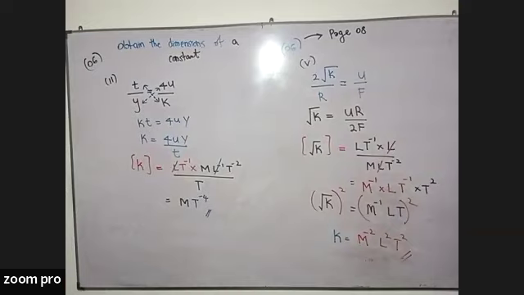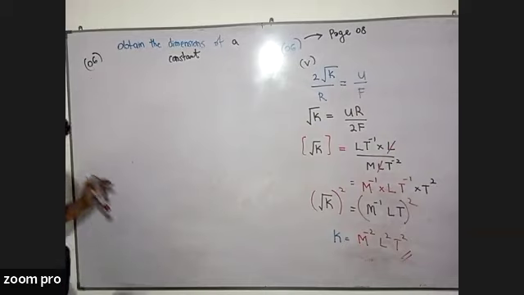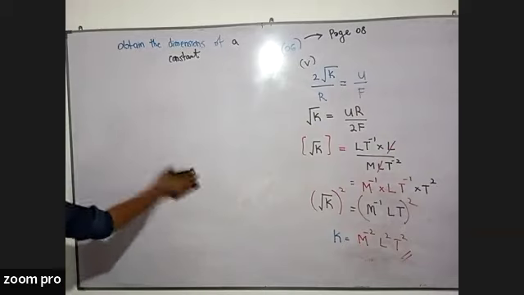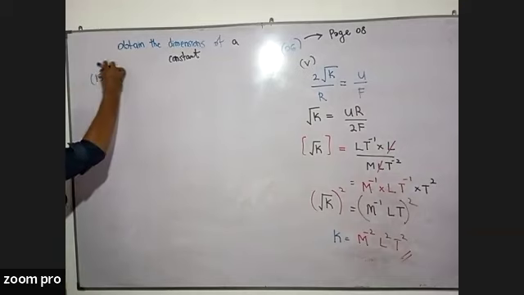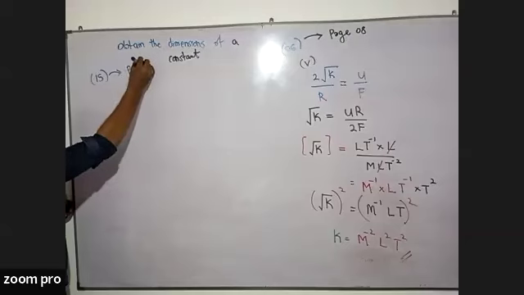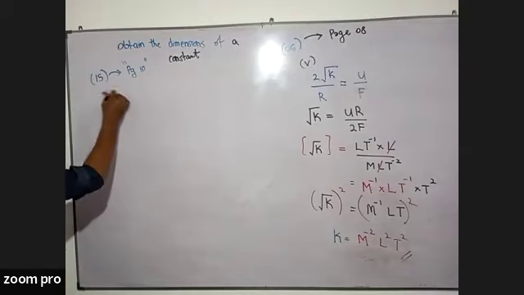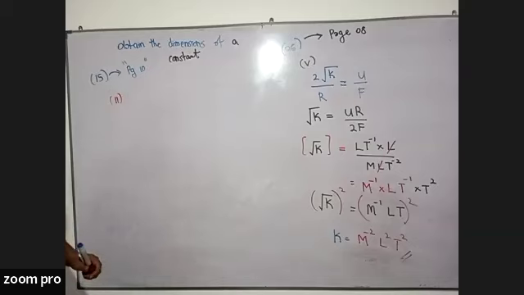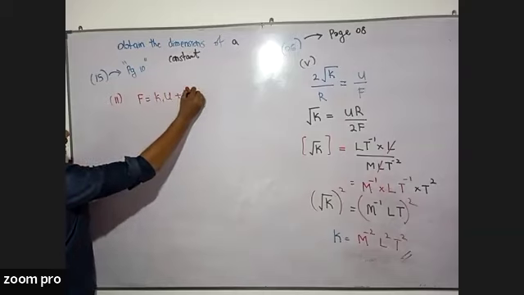Okay, guys. Now let's turn to page number 10, right? And just consider the 15th question. Let's come to the 15th question on page number 10, right? And try to obtain the dimensions in the second question, that is f equal to k1u plus k2m.